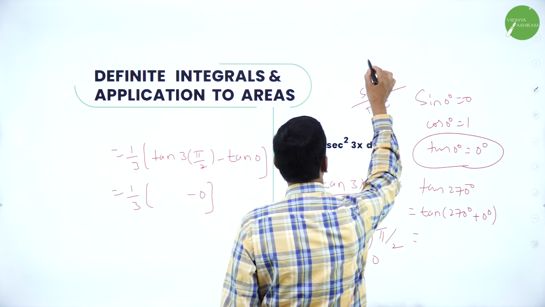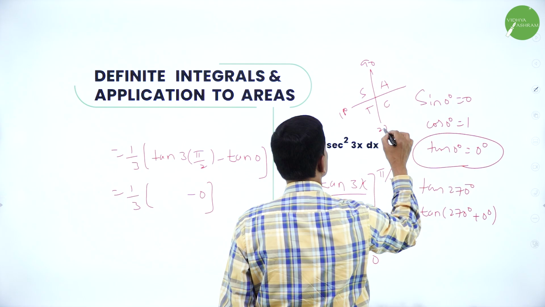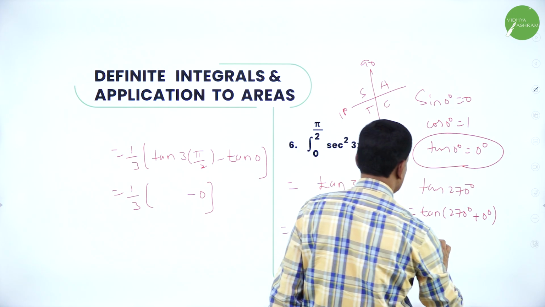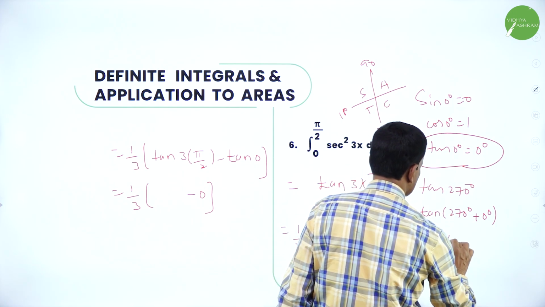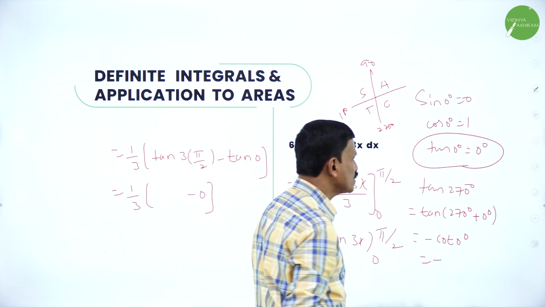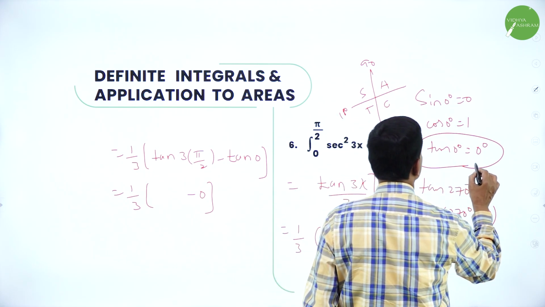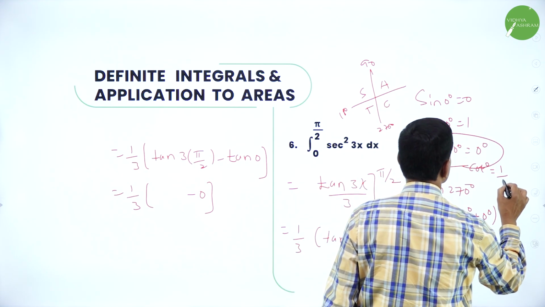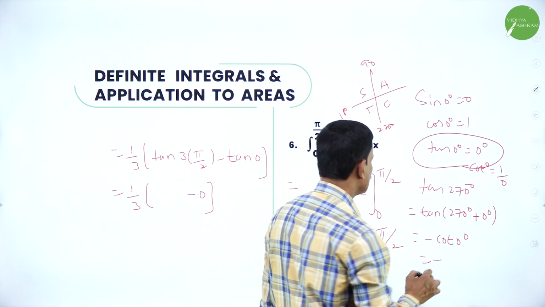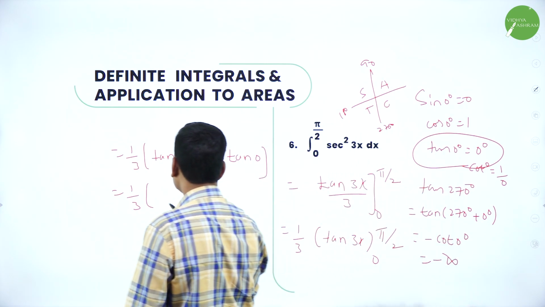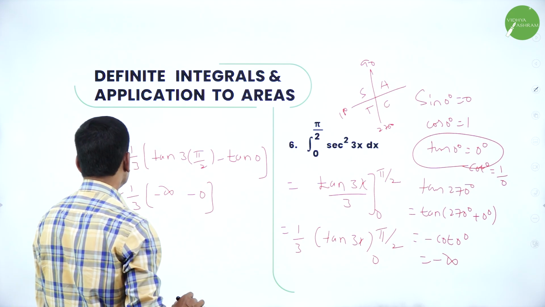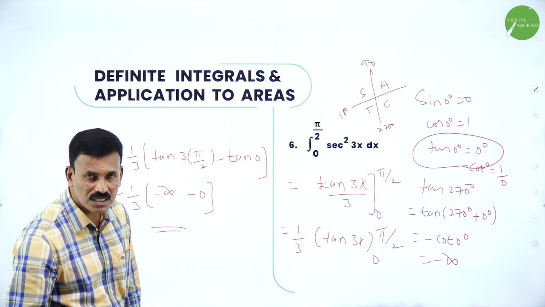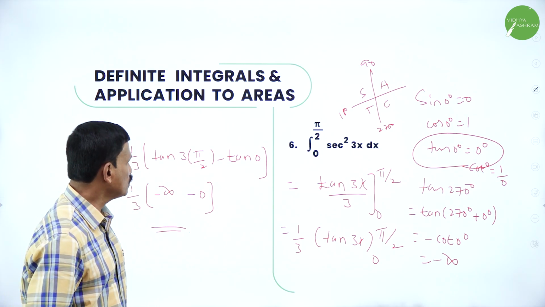90, 180, 270. 270 plus theta comes in the fourth quadrant. In the fourth quadrant, tan is negative. Tan of 270 plus theta is minus cot theta. So what is cot 0? Cot 0 is equal to cos by sine, 1 by 0. Right? 1 by 0 is equal to infinity. Minus of infinity, so this is equal to minus infinity. So 1 by 3 into minus infinity, this is the answer we are going to get. If you want, you can further simplify this. That's it. Now move on to the next problem.